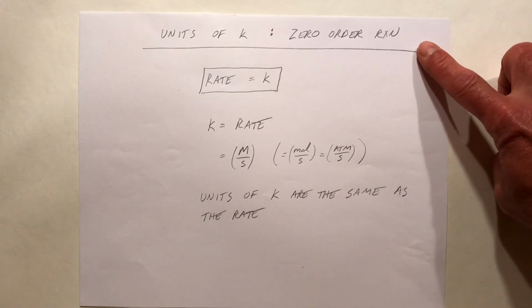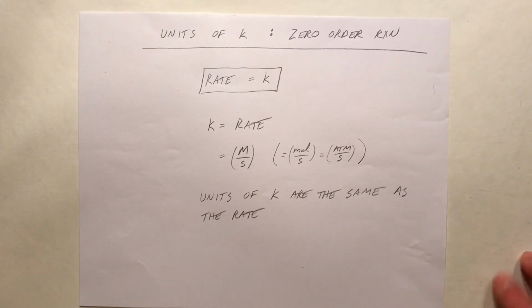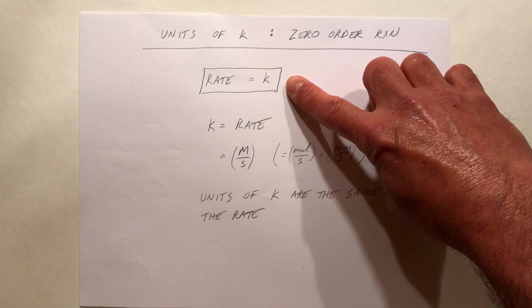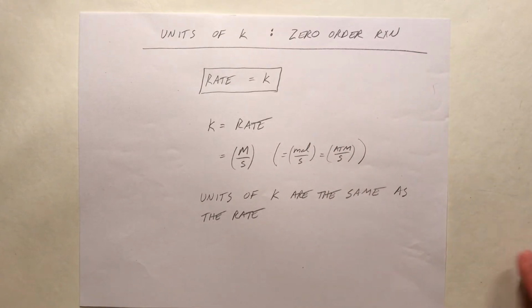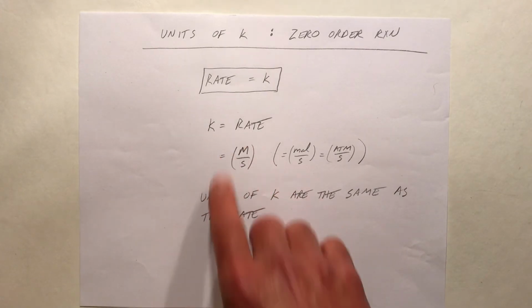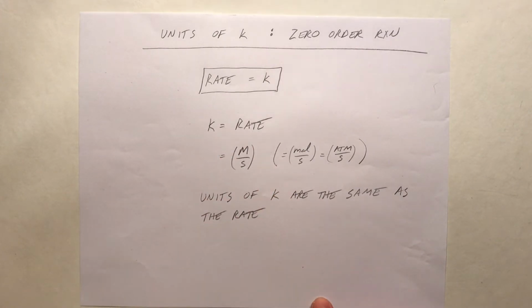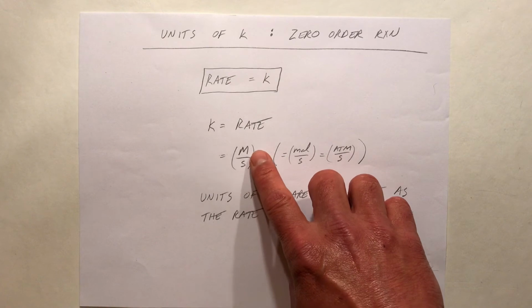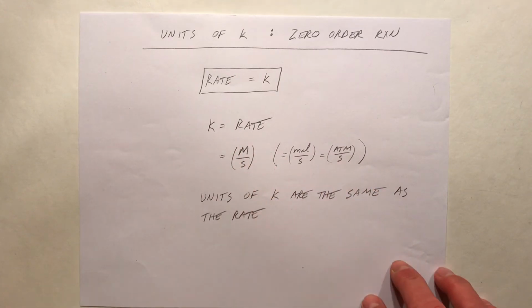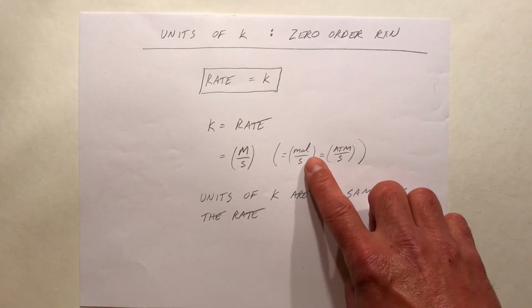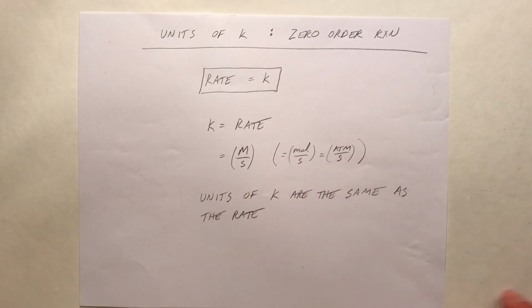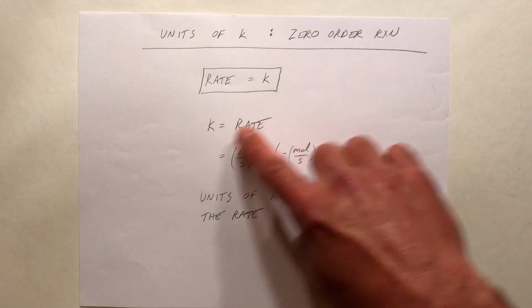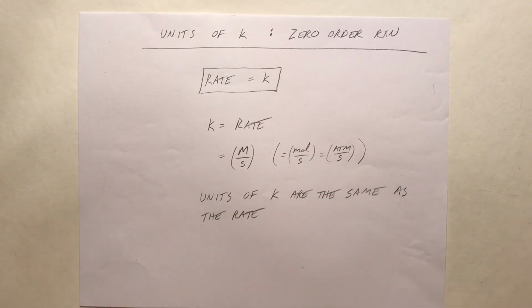Here's the units of K for a zero order reaction. Remember that the rate law in a zero order reaction, the differential rate law, is that the rate is equal to K. So we rearrange that, we get that K is equal to the rate. And let's say that the rate is being measured in units of molarity per second. Well, that would be the unit of K. If rate was being measured in mole per second, that would be the unit of K. Or atmospheres per second, that would be the unit of K. Whatever the unit of rate is, that's the unit for K. That's a zero order reaction.